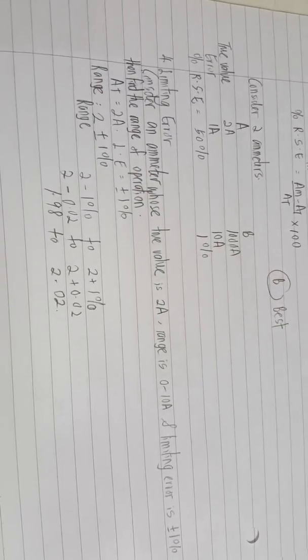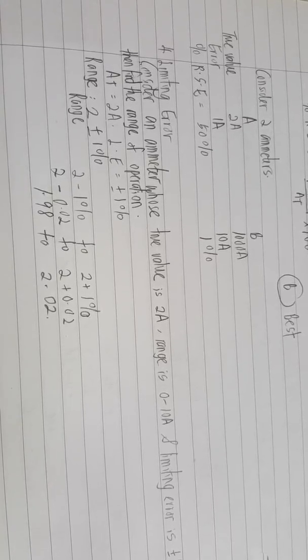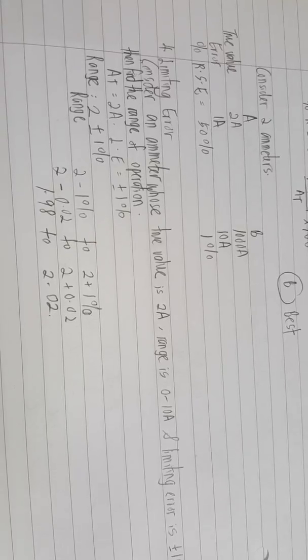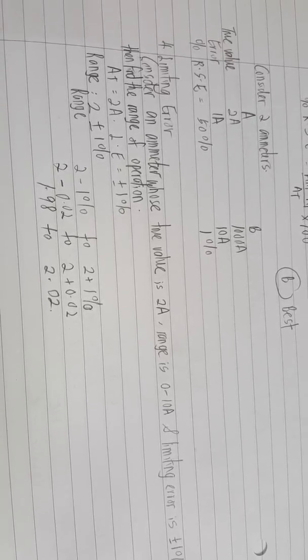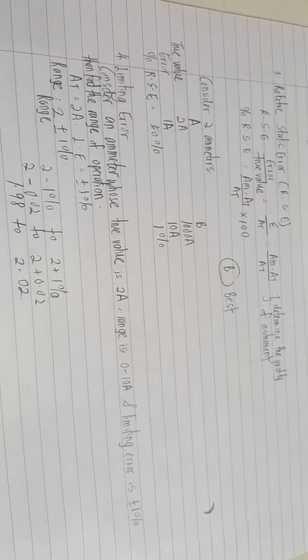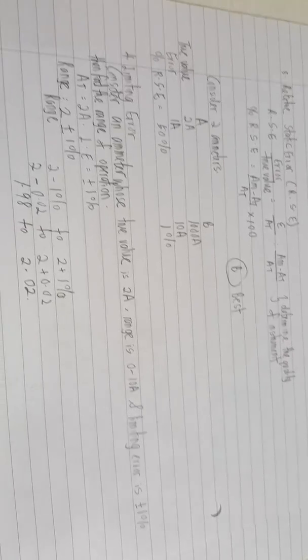So consider 2 ammeters. For A, true value is 2A and error is 1A, and for B, true value is 1000 ampere and the error is 10 ampere. After the calculation, the percentage of RSE for A is 50%, and for B is 1%. So we can prove that instrument B has higher quality.